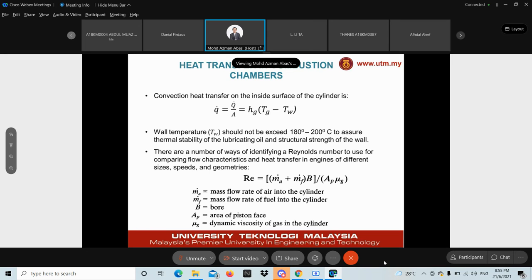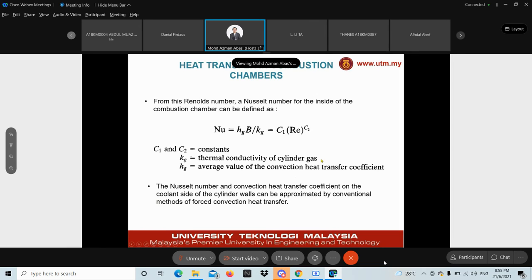There are a number of ways of identifying the Reynolds number to use for comparing flow characteristics and heat transfer in engines of different sizes, speeds, and geometries. In the case where you are required to calculate the Reynolds number, you can use this formula. From this Reynolds number, a Nusselt number can be calculated for the inside of the combustion chamber.